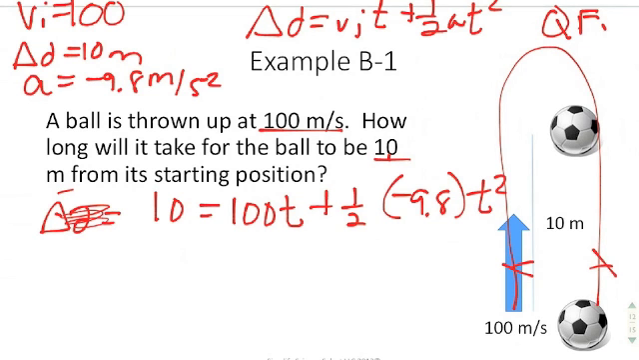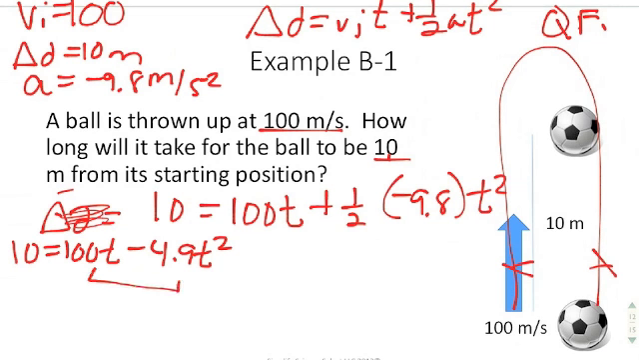So whenever we do this, you can see that there's going to be a problem. We have 10 equals 100T minus 4.9T squared. Now what a lot of people try and do, and you cannot do this, is they like to say, oh, okay, well, I'll just combine these T terms and then divide. But this is a T and this is a T squared. You can't add those terms together.